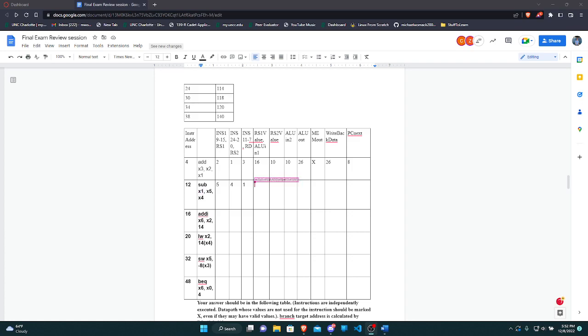Now for sub x1, x5, x4, we're trying to get the RS1 value, so we'll need to go up to the table. It says the register number is 5, and the value there is going to be 12, so we'll put 12 right here. For the RS2 value, we'll go back to the table where it has a register number and a value, and in this case it's going to be 24.